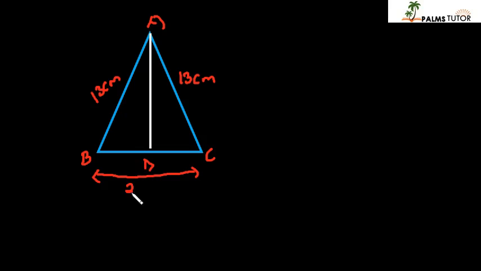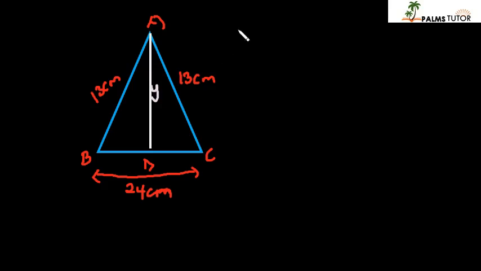An isosceles triangle has two equal sides. We have 13 centimeter, 13 centimeter, and the base side, which is line BC, is 24 centimeter. Drawing a line from the apex of an isosceles triangle perpendicular to the baseline divides the isosceles triangle into two right angle triangles, ABD and ADC. So now we have a missing side, Y, that we are required to calculate.